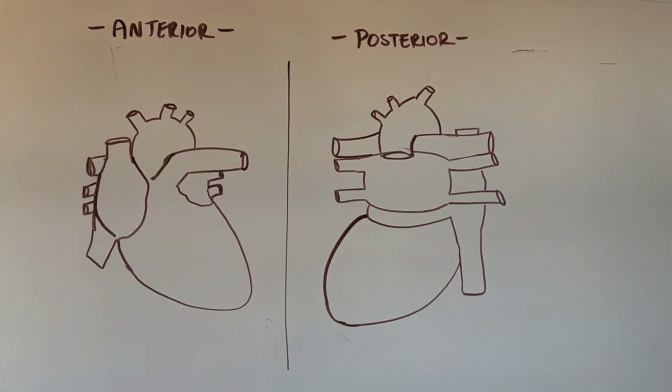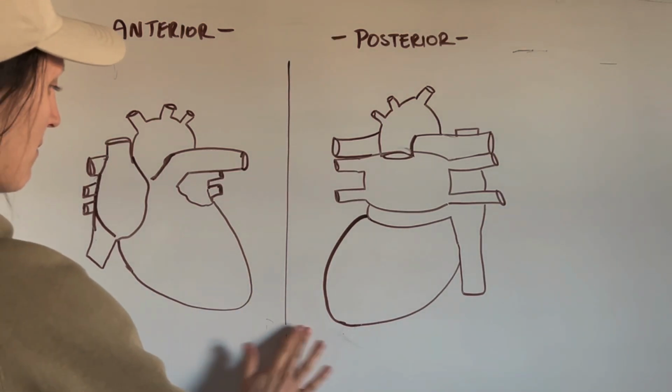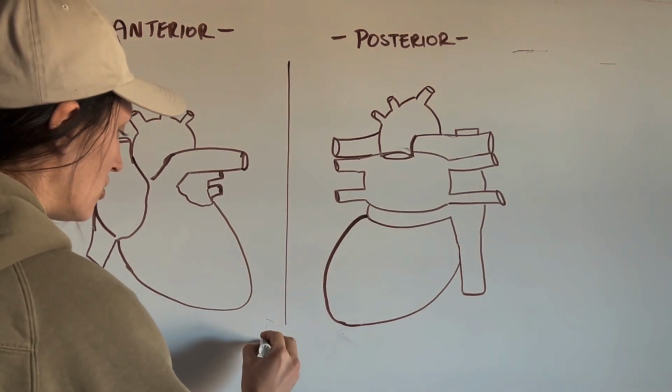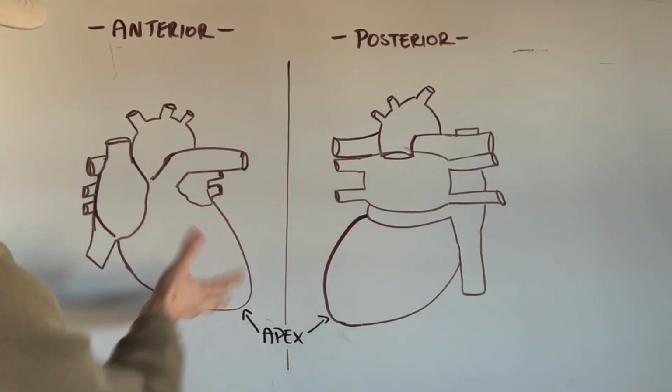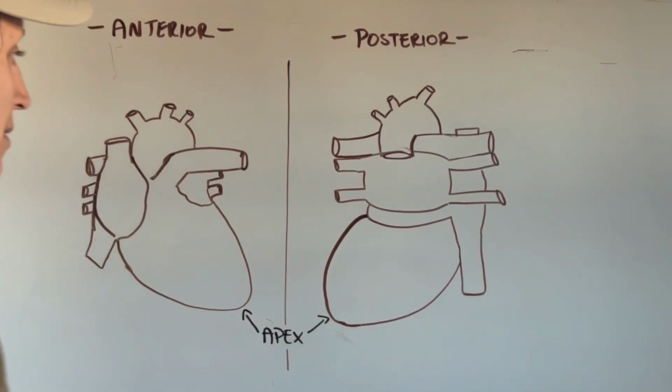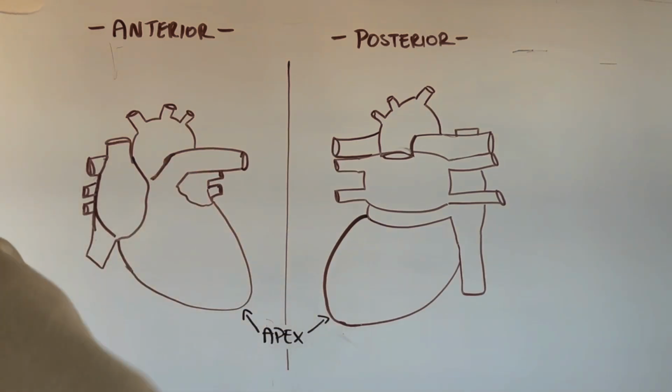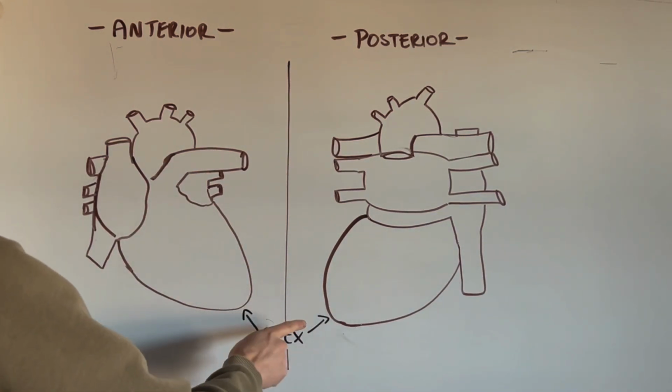First thing I want to do is point out the apex. The apex is the tip of the heart. It should always point to the left. Some hearts look different than others. Some are more rounded. Some don't have much of a tip. But our heart in anatomical position points towards our left side of the body. So that is our apex.